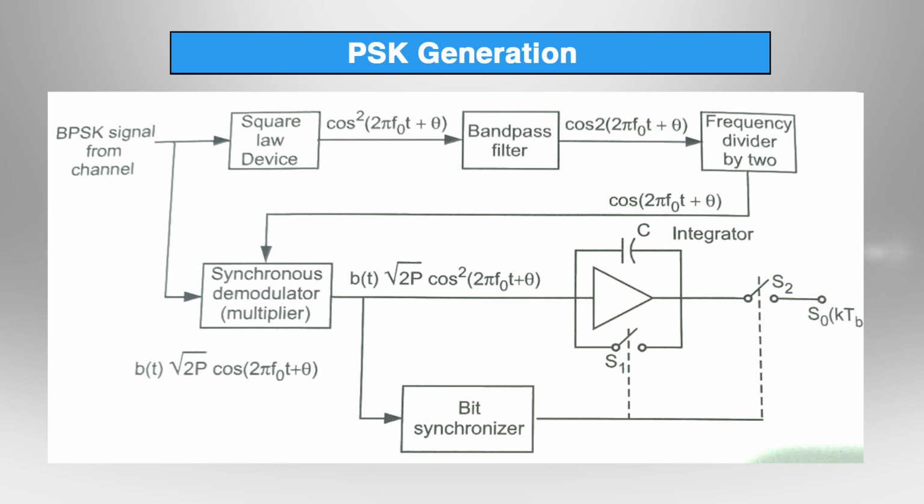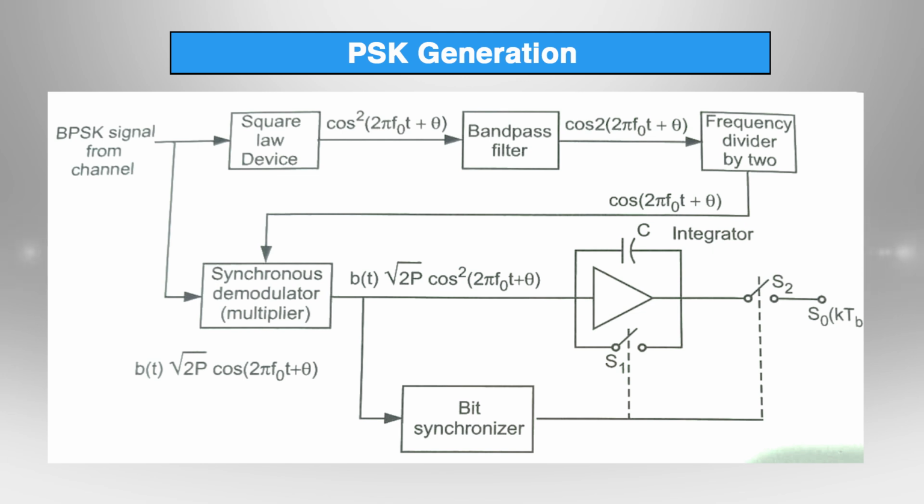Now, this signal has a frequency of 2 f 0, which means the frequency of the signal is twice f 0. Hence, it is passed through a frequency divider by 2. Since there are two frequencies, we need to divide the frequency by 2. This is one of the blocks you can see in the figure. We get the carrier signal whose frequency is f 0, that is cos of 2 pi f 0 t plus theta.